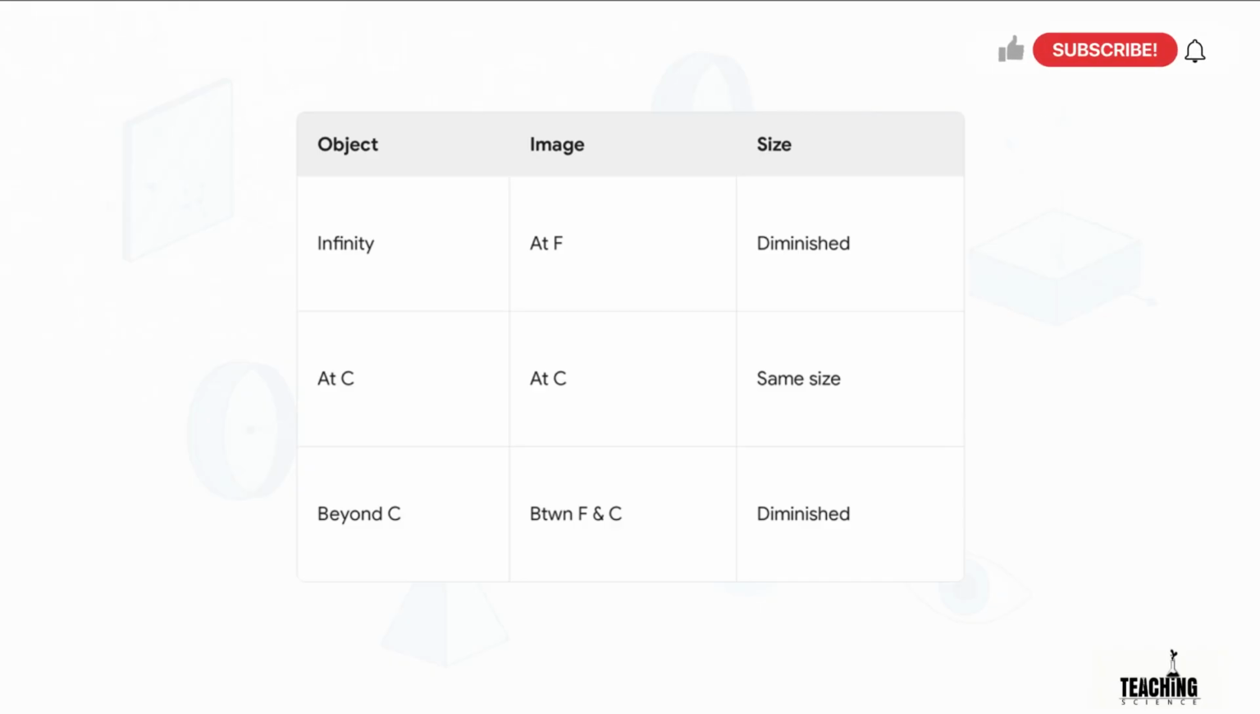As you bring the object closer, say to the center of curvature C, the image moves further away and gets bigger. By the time the object is exactly at C, the image is also at C and is the exact same size as the object. It's like a sliding scale.